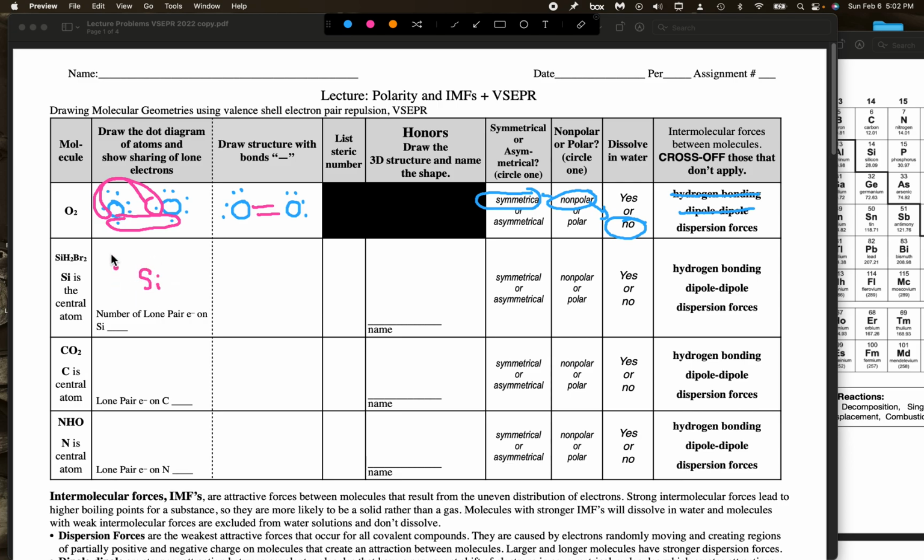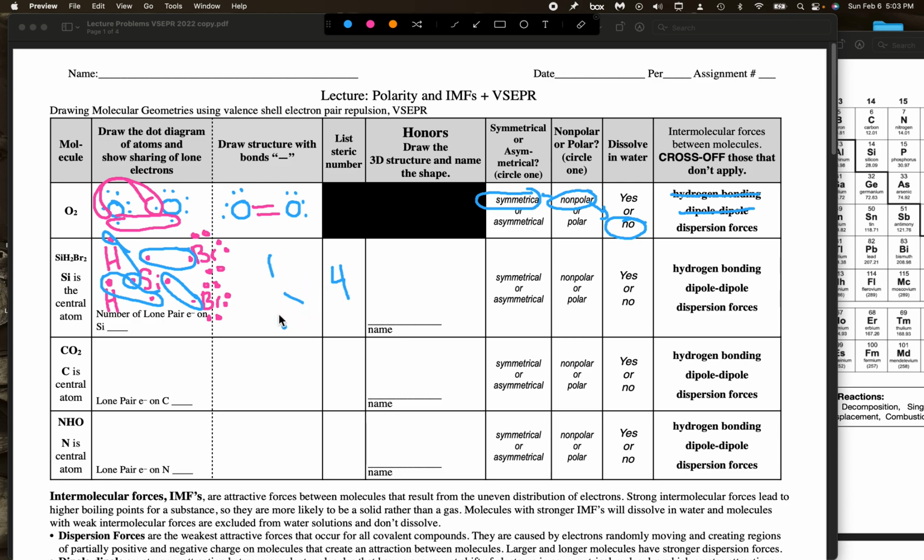Here's SiH2Br2, and it has 4 lone pairs. The number of lone pairs is the number of bonds that it should be able to have. And so here you see hydrogen has a single lone pair. And when I do bromine, it also has a single lone pair. And then I'm going to do bonding, and we'll see we get 4 bonds, and that means that we have a steric number of 4.